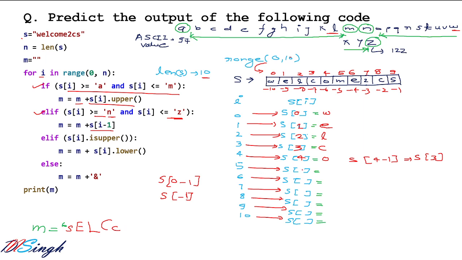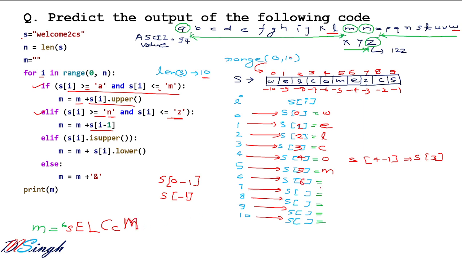Okay, next I value will be 5 for the next iteration. What is S of 5? S of 5 is small m. Small m will be in this range A to M, because we have the sign greater than or equal to and less than or equal to. So all the equal to cases are also considered. We will change it into uppercase and concatenate. So m is in uppercase and concatenated.